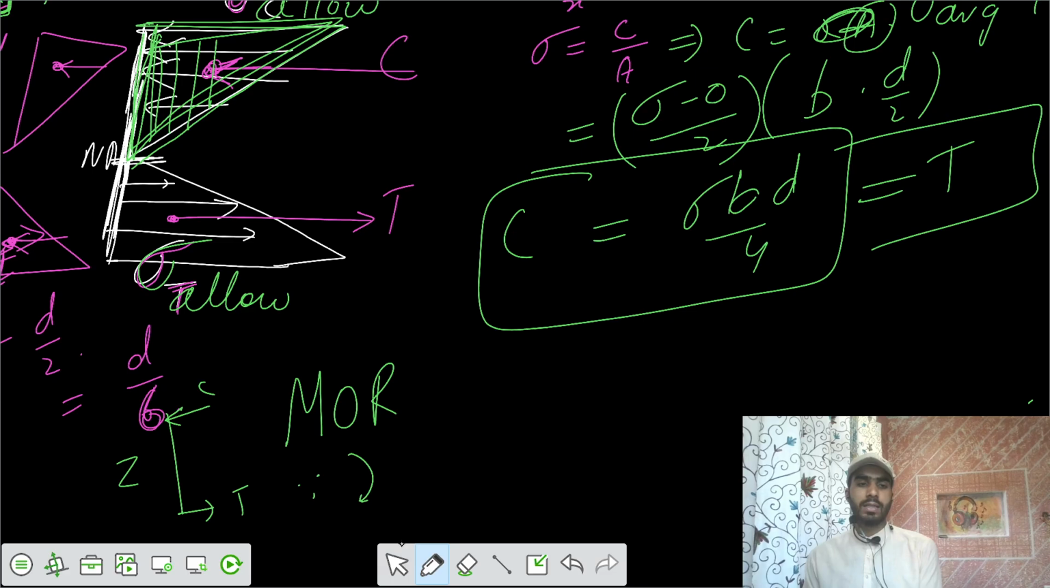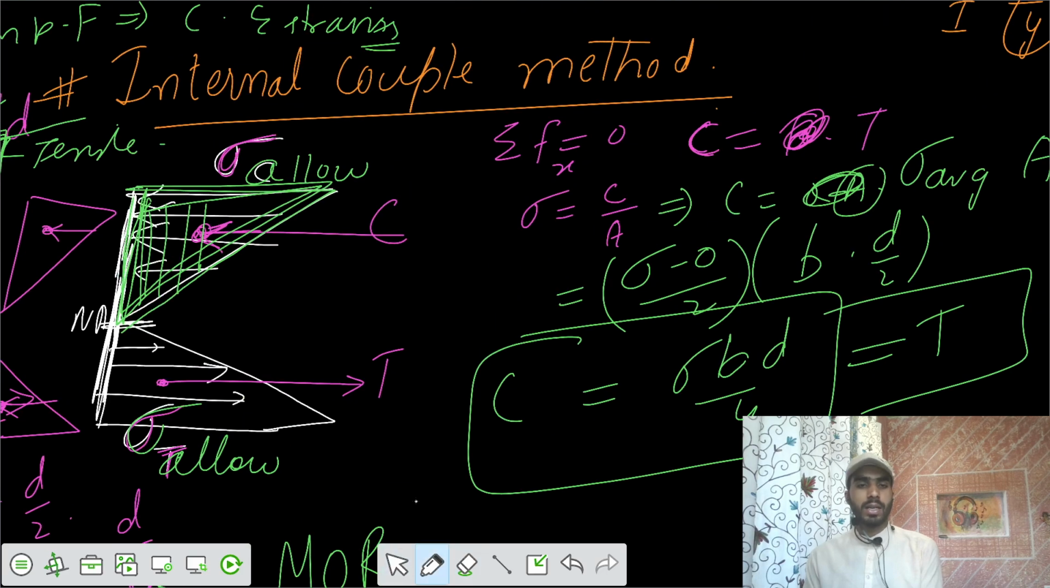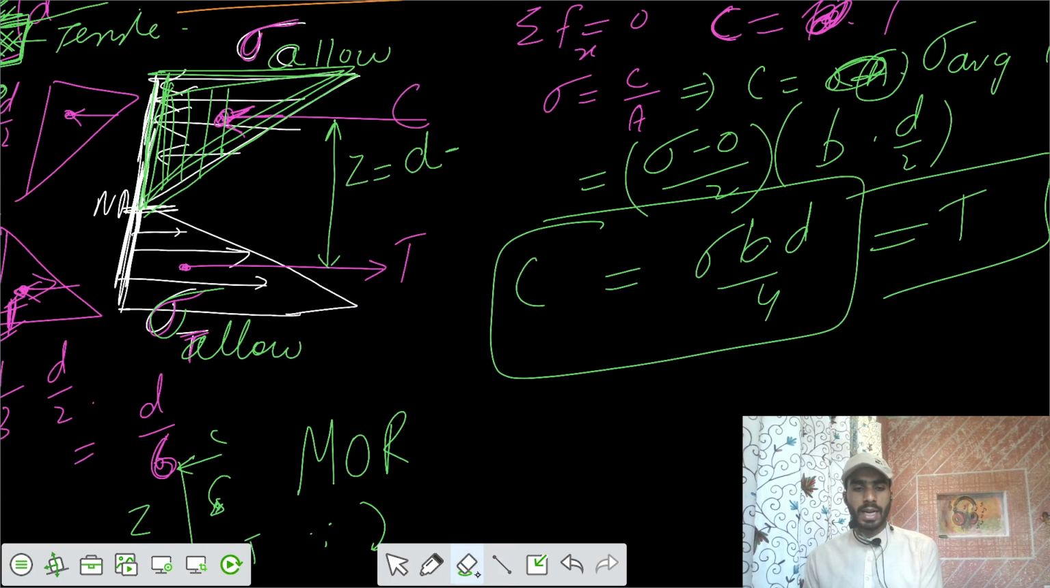So such that the couple is formed, that we call the moment of resistance. If you want to say what is the value of Z, the value of Z should be equal to the total depth D minus 2 times D by 6, since this force acts at D by 6 from the end fibers.